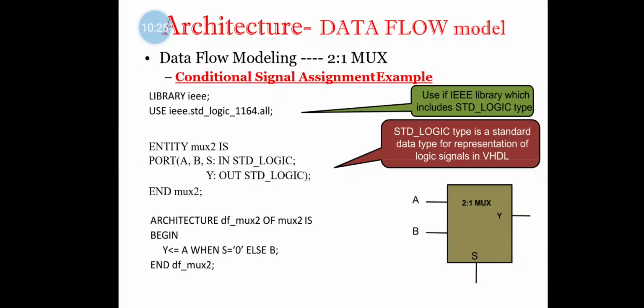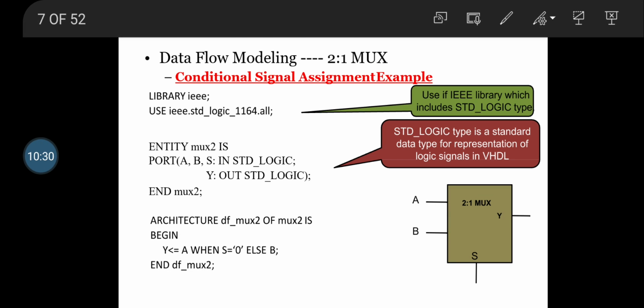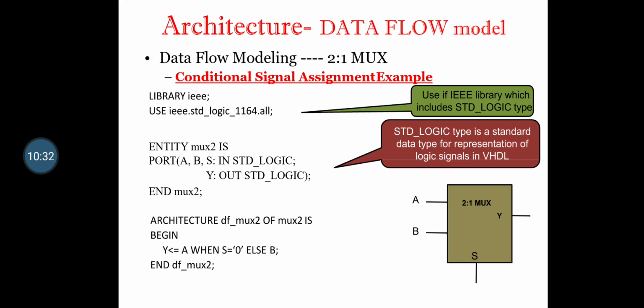Now we will write the VHDL program for a 2:1 mux. But here we will be using the conditional assignment statement, which we have already discussed in chapter 3. You can see the very first is library declaration and then the entity. Since it is a 2:1 multiplexer, I have given the name as mux2. So entity mux2 is, then the input ports. You can see A, B and S are inputs and Y is the output.